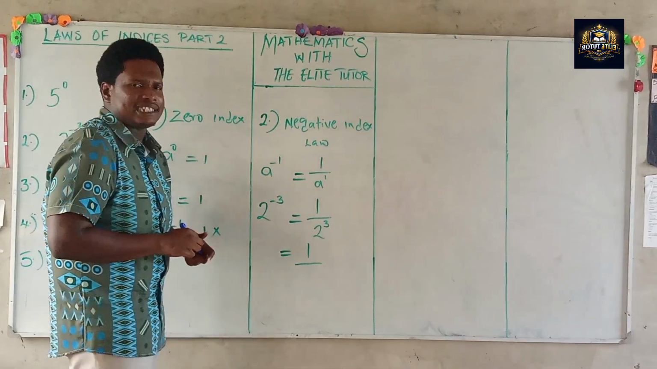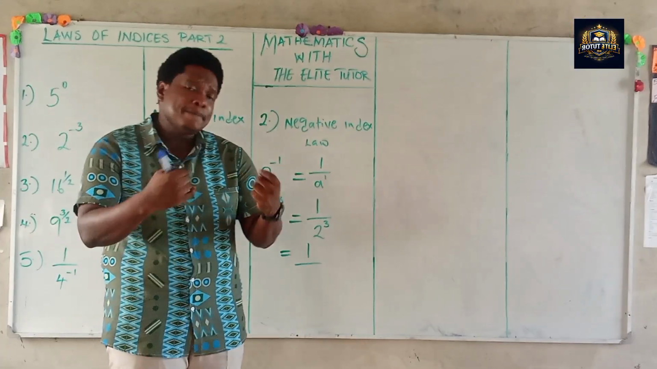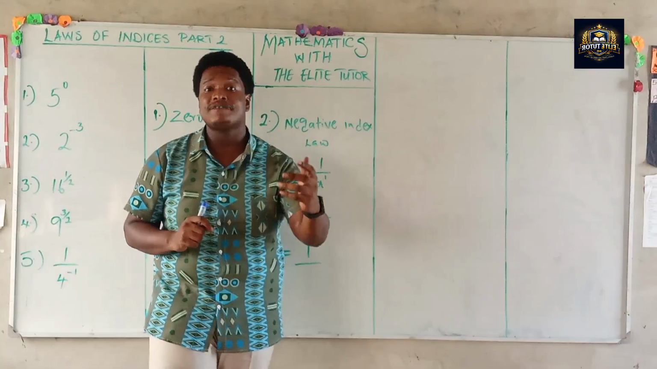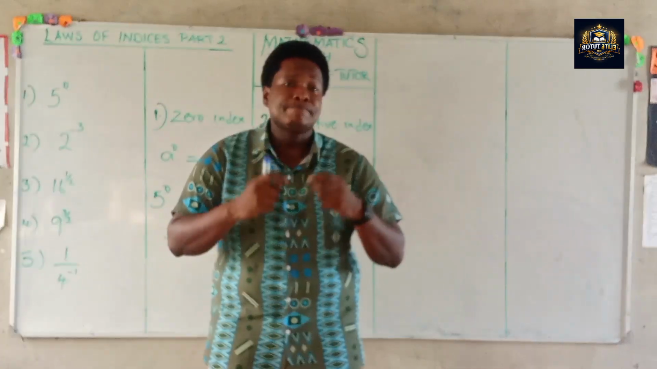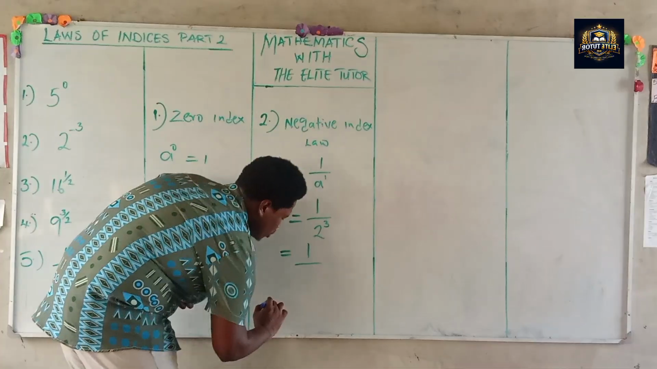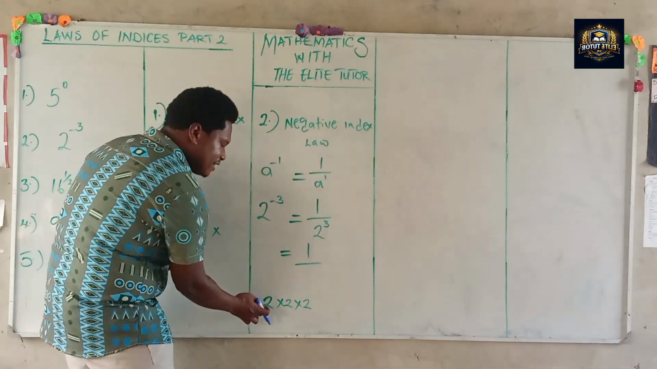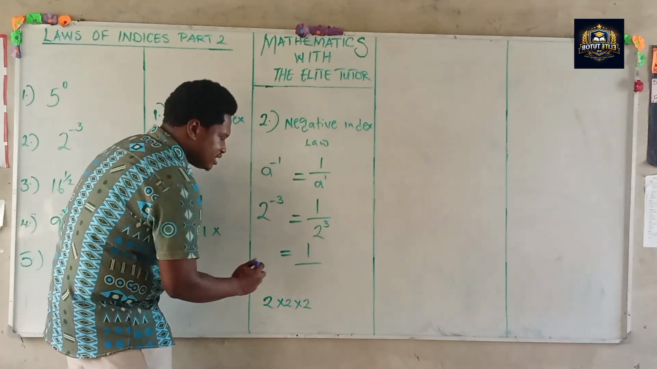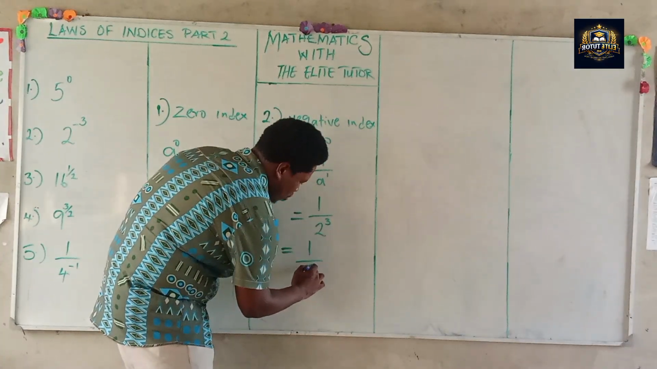Now, what is 2 raised to the power 3? It's not 2 times 3. It's simply 2 multiplying itself 3 times. And that's the definition of indices. Indices tells us the number of times a number is multiplied by itself. So when we have 2 raised to the power 3, it simply means we have 2 times 2 times 2, 2 multiplied by itself 3 times. So 2 times 2 we have 4. 4 times 2 we have 8. So our final answer is 1 over 8.